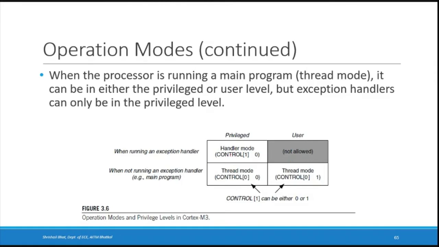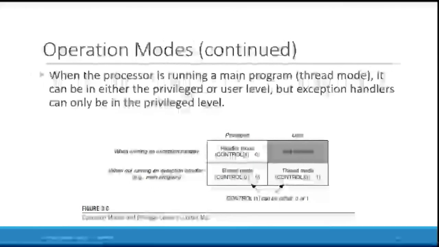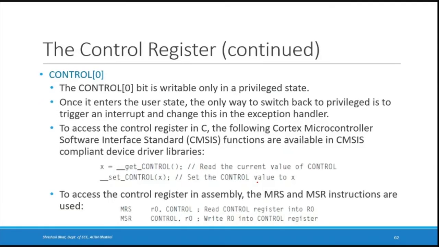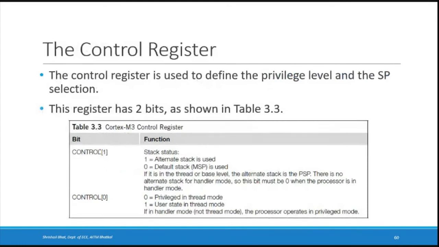And you have seen previously in the control register that it has two bits: control bit 0 and control bit 1. The control bit 1 is used to indicate whether it is the main stack pointer or the alternate stack, that is, the process stack pointer. When control bit 1 is 0, it is the main stack pointer. When control bit 1 is 1, it is the process stack pointer.